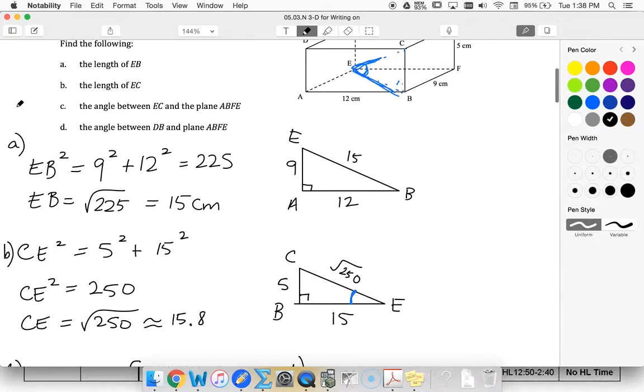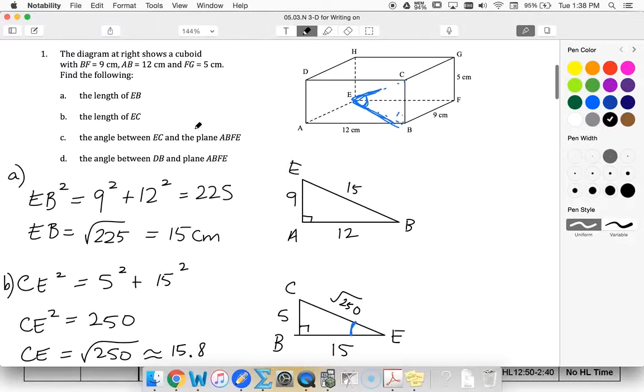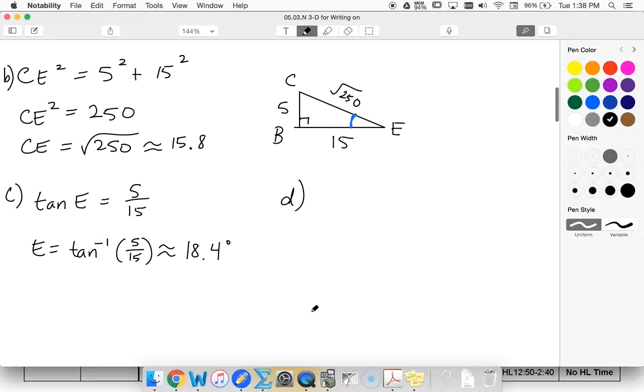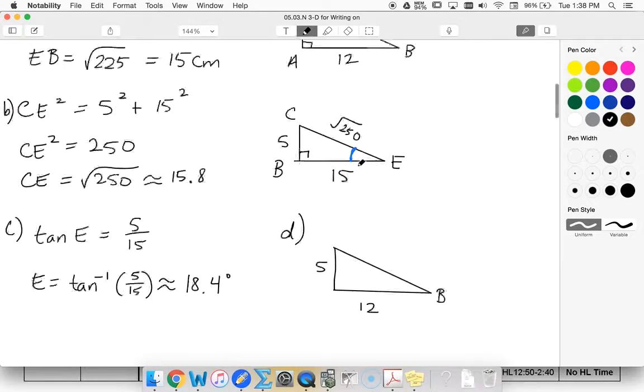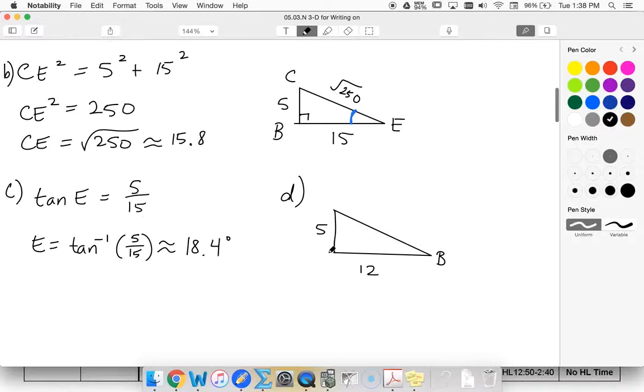All right, last one. Angle between DB, so let's find DB. DB is up here. And the plane, ABFE. So DB, B connects to A to make myself a right triangle. So now I'm looking on the face of that for this angle down here. So let's draw that out. So we know that we have 5, and we know we have 12. This was our B. Let's see here. And then we had A and D. This is the angle we want.